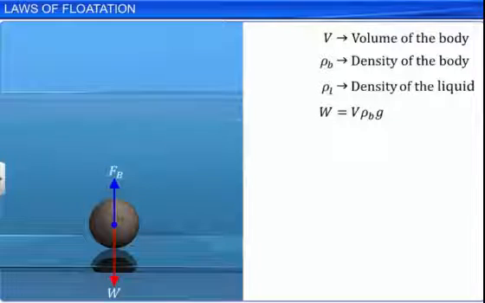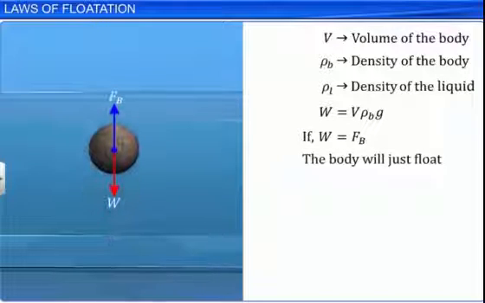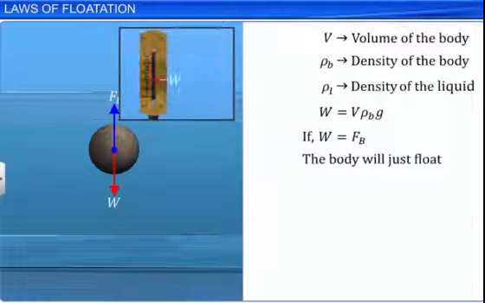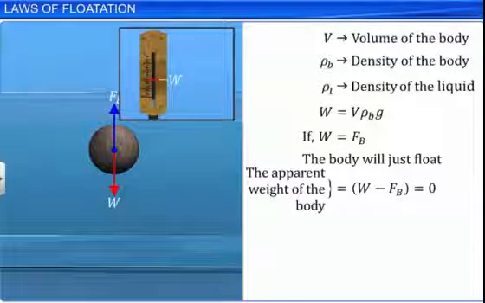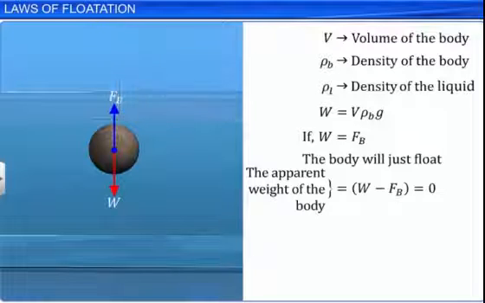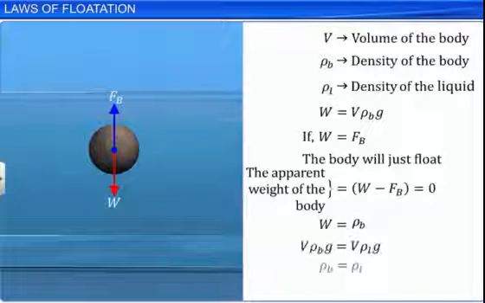In another case, if the weight of the body immersed in the liquid is equal to the force of the buoyancy acting on it, then the body will float just inside the liquid surface. In such a case, the apparent weight of the body is 0, and the density of the body is equal to the density of the liquid.